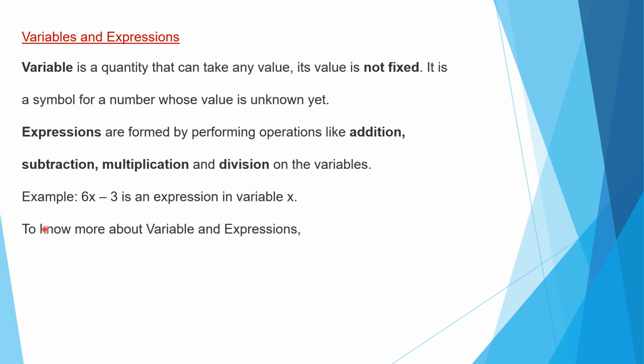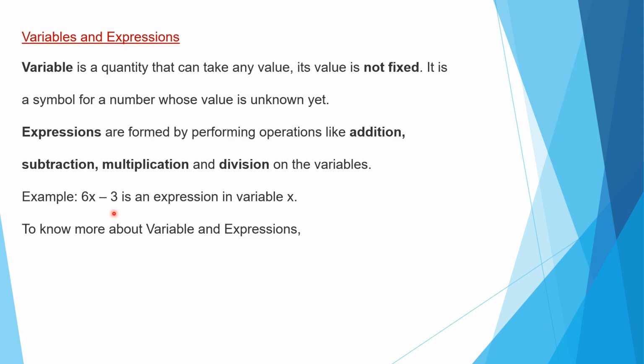Here let us see one example. 6x minus 3. It is an expression, right? What is the variable in this? The variable is x. x is the variable in this expression. Clear? Now, I hope you understood what is a variable and what is an expression. Expression means any statement with the variable. Here, for example, 6x minus 3. It is an expression with one variable.